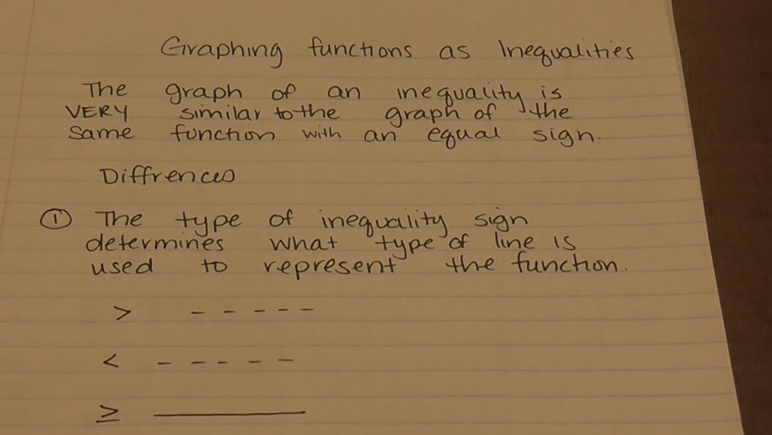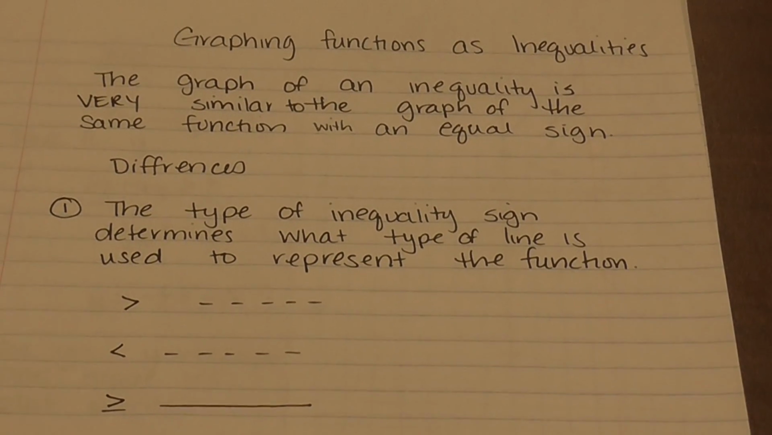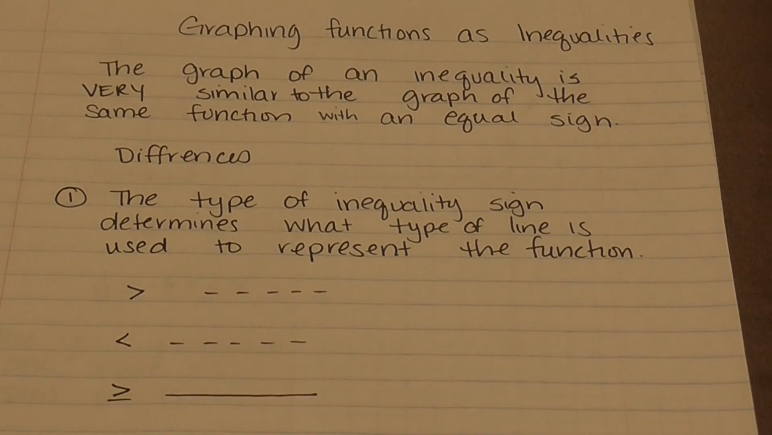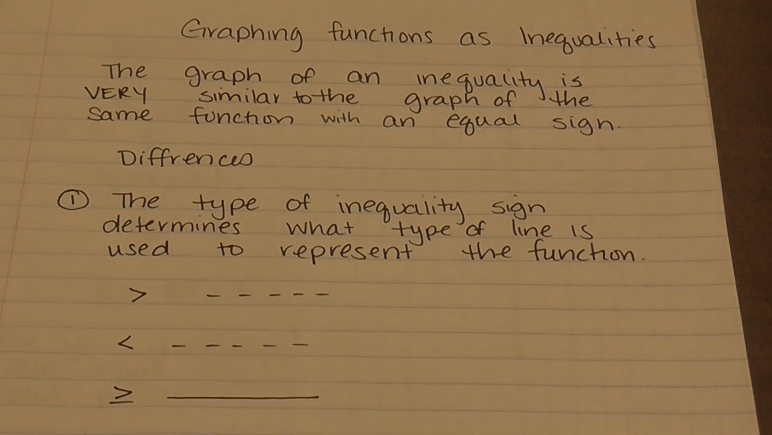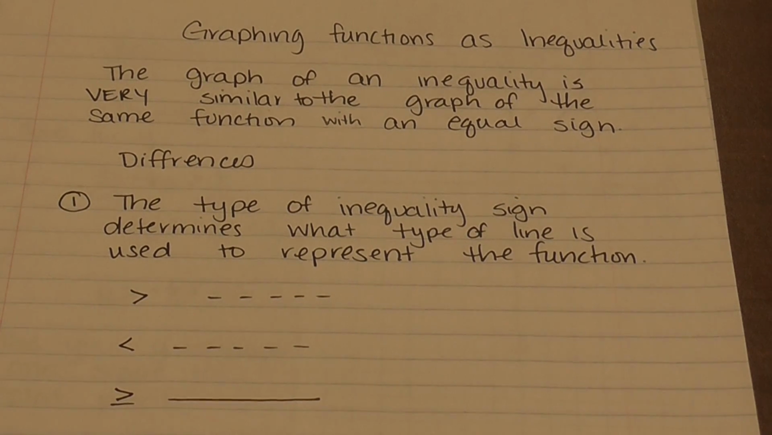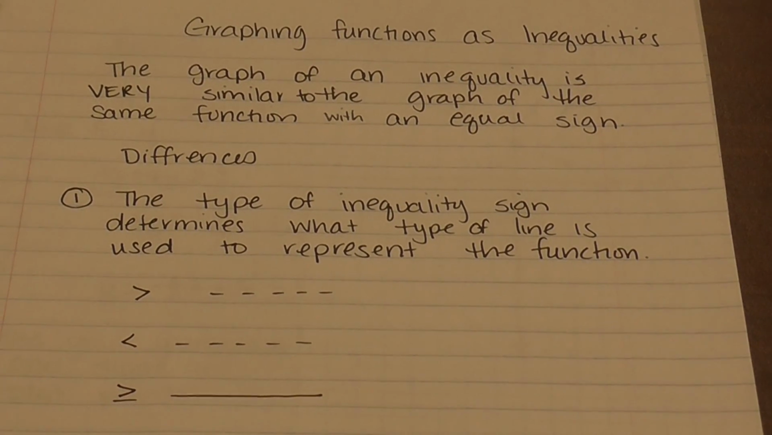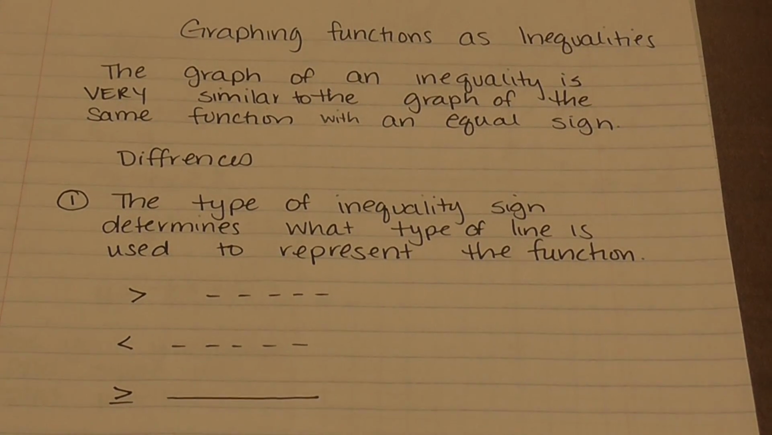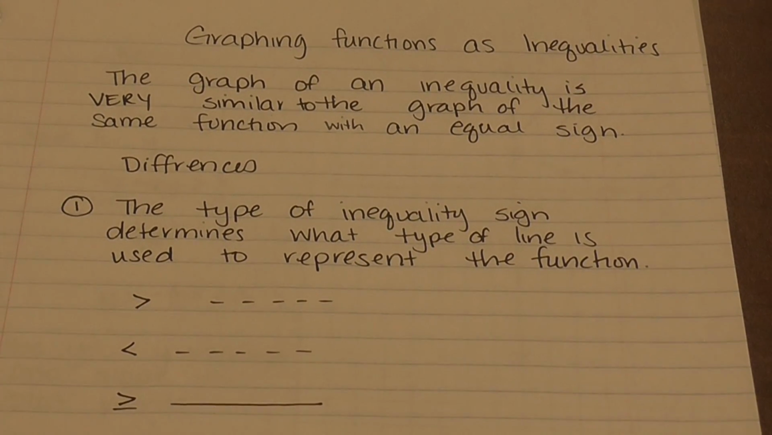All right, so when you're graphing functions as inequalities, it's really not that much different from just graphing a function in general. So the graph of an inequality is very similar to the graph of the same function with an equal sign. I'm not saying line because every function works this way. If I had an inequality that was a parabola, you'd still graph the parabola the same way.